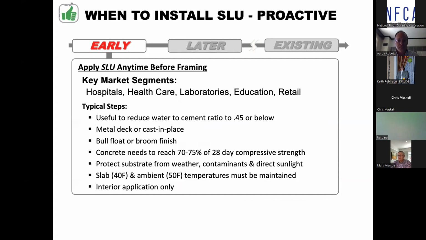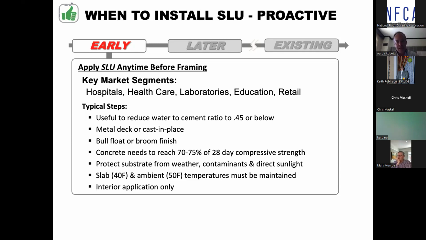So that's the process in a nutshell. There's a couple of different ways of thinking about the proactive approach. You can do it super early. You can do it a little bit later. You can also put self-leveling down over existing concrete. But the early proactive thought process goes like this: for market segments like hospitals, medical in general, laboratories, some education, some retail, high-end situations where the floor covering is going to have very tight, very stringent specifications.